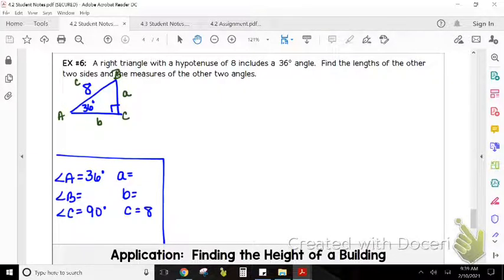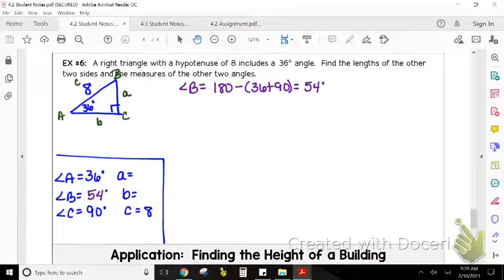Well, let's see. We can find angle B, because remember, all 3 angles have to add up to 180. So 180 minus the other 2 added together equals 54 degrees. So in your box here, make sure you label it in degrees. Remember, if you don't put a degree symbol, it's automatically going to be radians.